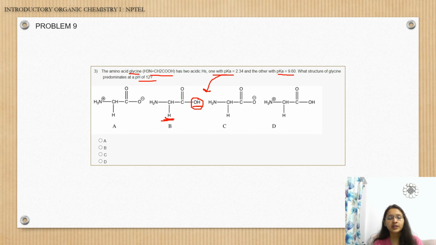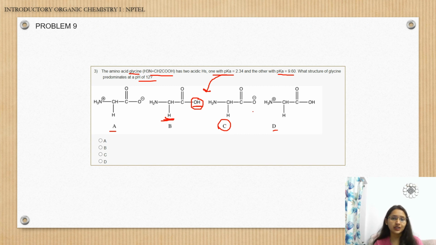The correct option will be option C, because in C only you will have this COO minus, and this proton is as it is, NH2 is as it is. But if you see A and D, NH3 is also getting protonated. How is NH2 getting protonated in the basic medium? In the acidic medium only, this NH2 will get a proton. If the pH is 6 or 4 or 3, then you can say this NH2 can get protonated. But in the basic pH, it never gets protonated. So A and D are not possible because NH2 is getting protonated in the basic medium.